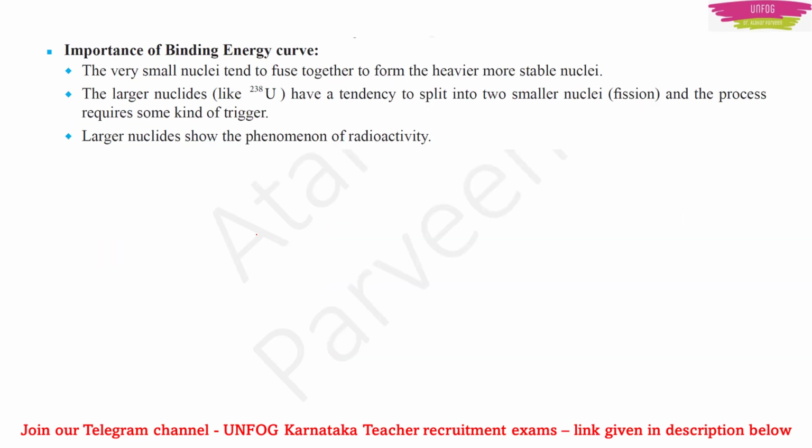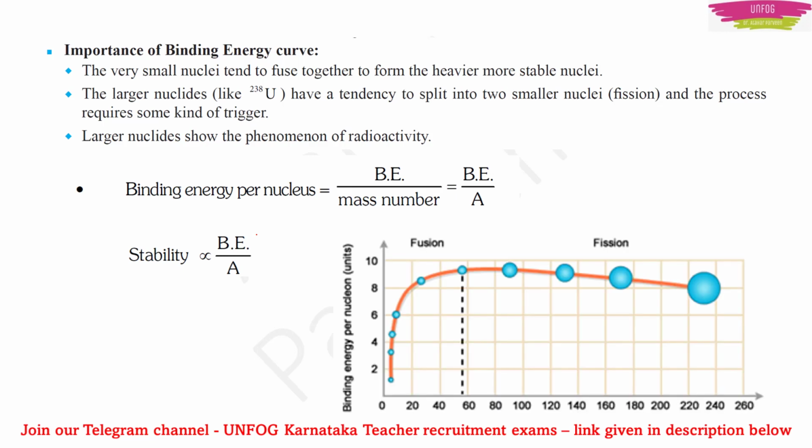Now, what is the importance of the binding energy curve? The very small nuclei will tend to fuse together to form one heavier, more stable nucleus. That can happen. All these things are linked with radioactivity and nuclear fission. Now, larger nuclides like uranium have a tendency to split into two smaller nuclei. This is your nuclear fission. Of course, this process will require some kind of trigger also. But this is happening because of binding energy only. The larger nuclides will show the phenomenon of radioactivity also. So that is the main reason.